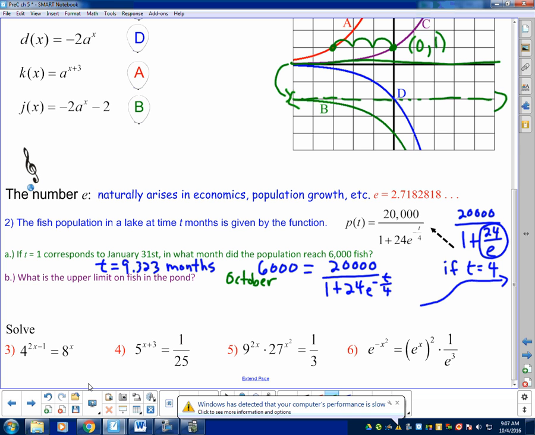You understand it now? Counting on your fingers, that's okay. I just did. So what is the upper limit to the fish pond? On the fish pond, it was 20,000 is the upper limit on the fish pond. Okay. All right. So any questions on that?